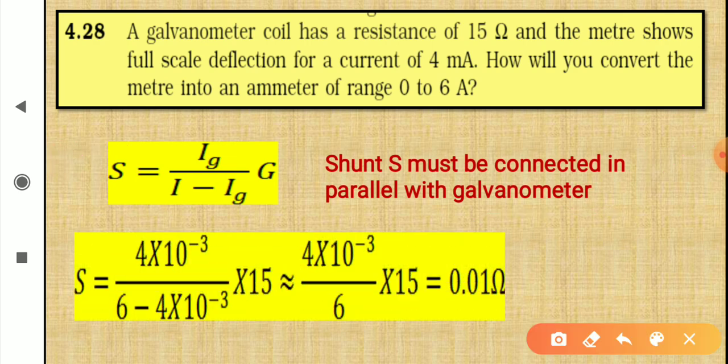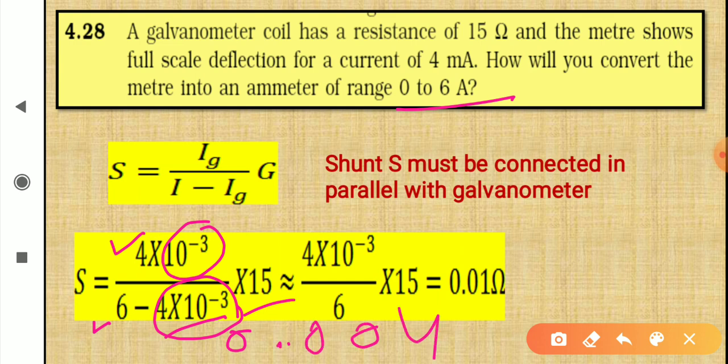So putting all the values here, see Ig is 4 milliampere and milli is 10 to the power minus 3, upon I is 6 minus 4 into 10 to the power minus 3, into G. Now here I have made some approximation. If you look at this term, this will be 0.004.